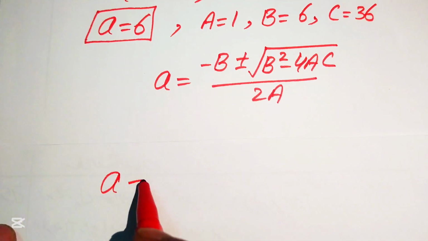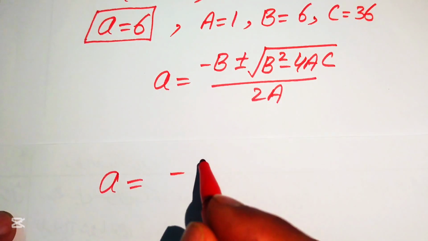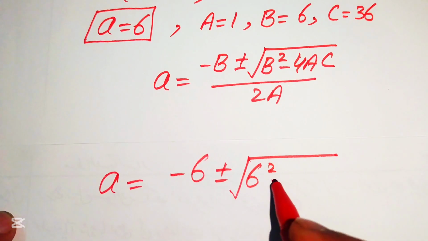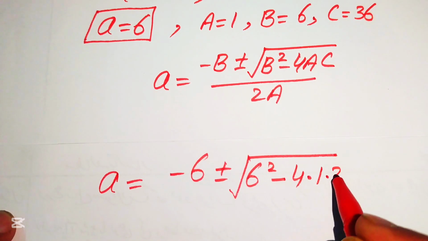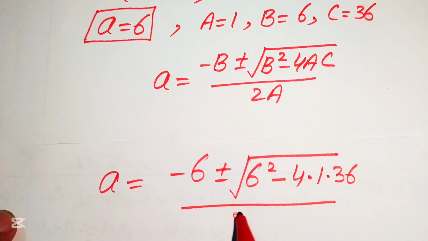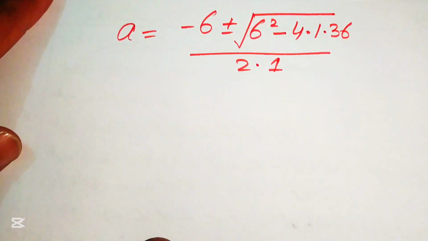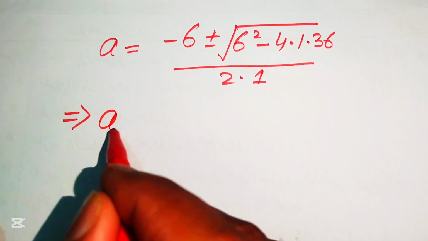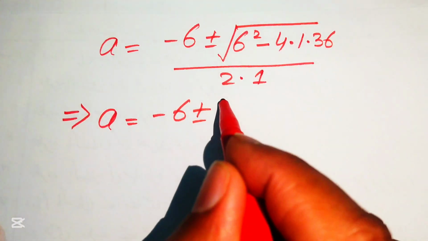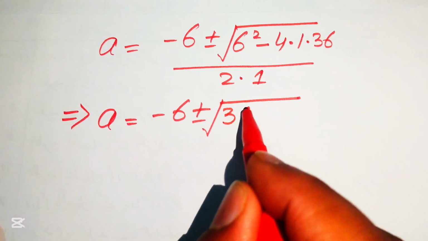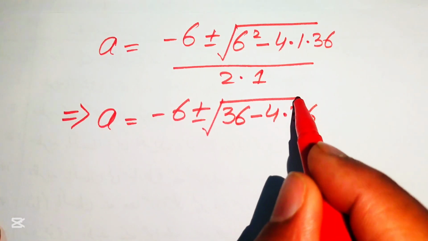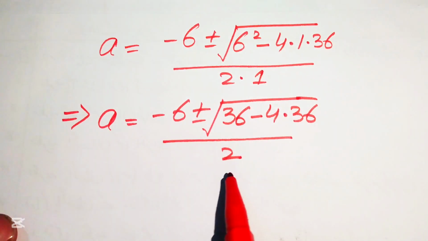And it will be written as a equals minus B. The value of B is 6, so minus 6 plus minus square root of B square, B is 6 square, minus 4 times A which is 1 and C which is 36. And it is divided by 2 times a, so here our a equals 1. And now in the next step we need more simplifications, and it will be written as a equals minus 6 plus minus square root of 6 square which becomes 36, minus 4 times 36, and it is divided by 2 times 1, which is 2.